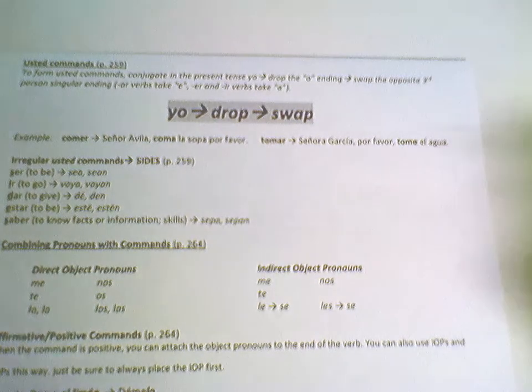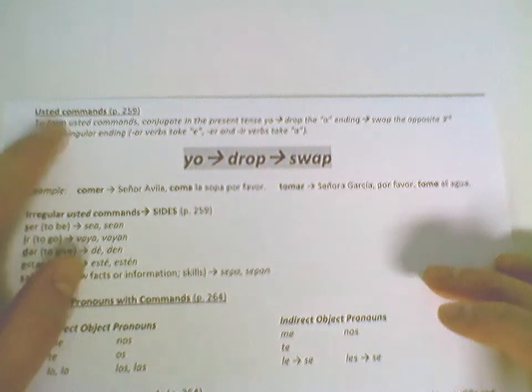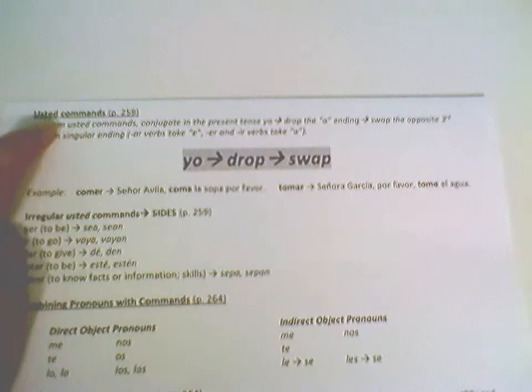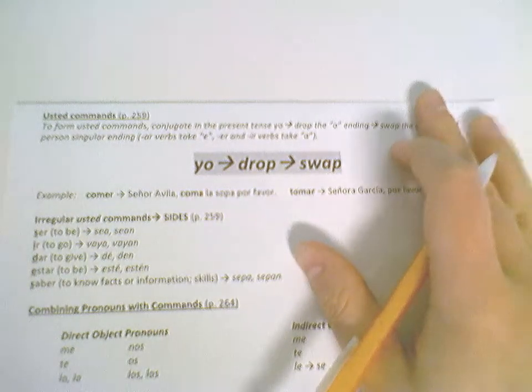So when you're telling your friends what to do, someone that you are familiar with, someone that you know. Here we're going to use the formal commands, so the usted. Okay. We're also going to talk about ustedes, so when you're telling more than one person what to do. The way to form these is what I like to refer to as yo drop swap.